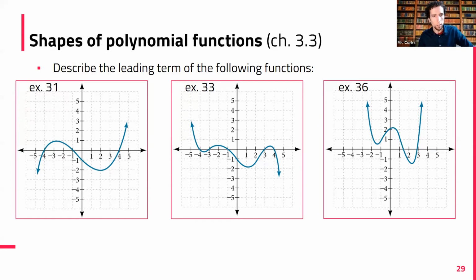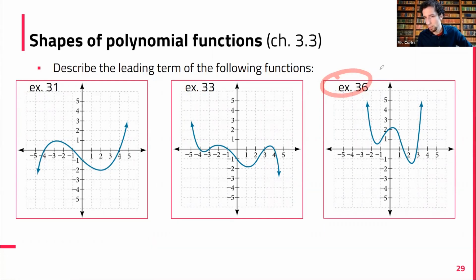So looking at these three graphs, we see lots of local minimums or maximums. Tell me if you see any global minimums or maximums. Exercise 36, you see a global minimum, you said? Yes. Tell me the approximate x value of it. Just more than positive 2. Okay, a little more than positive 2.